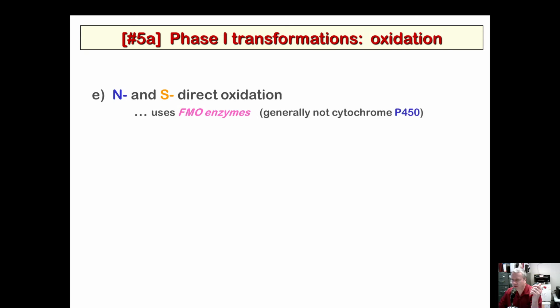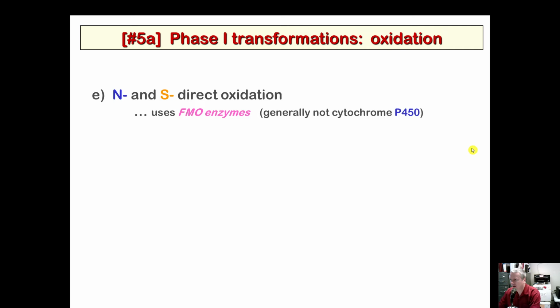Okay, so these reactions use these FMO enzymes, not commonly P450. There are a couple occasions where P450 is used to do a direct oxidation, and we'll actually see those at some point here.